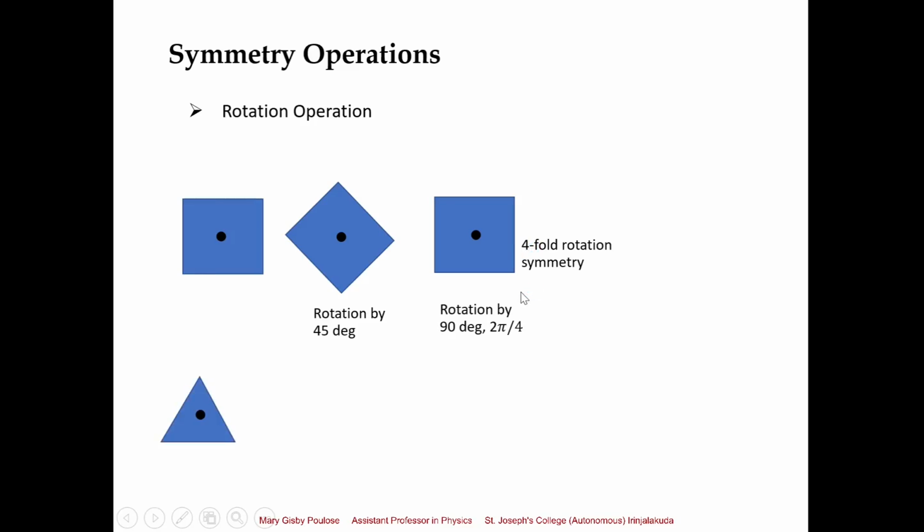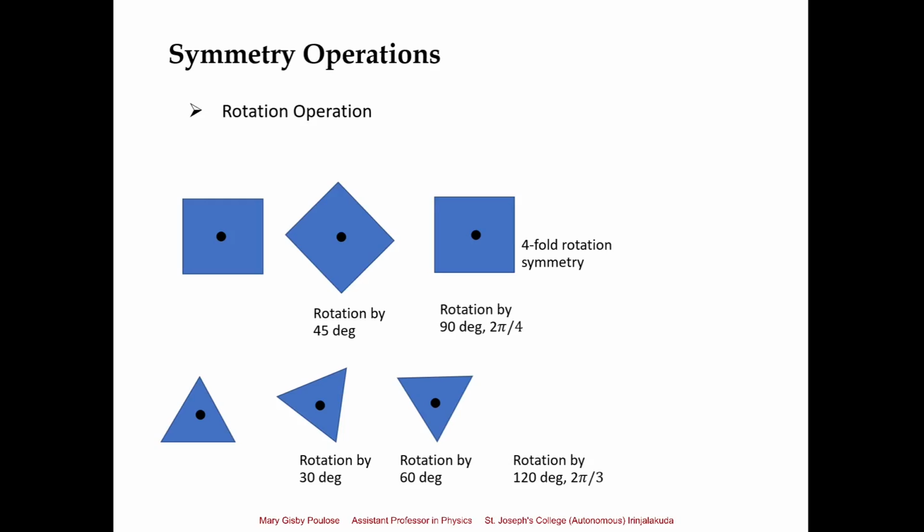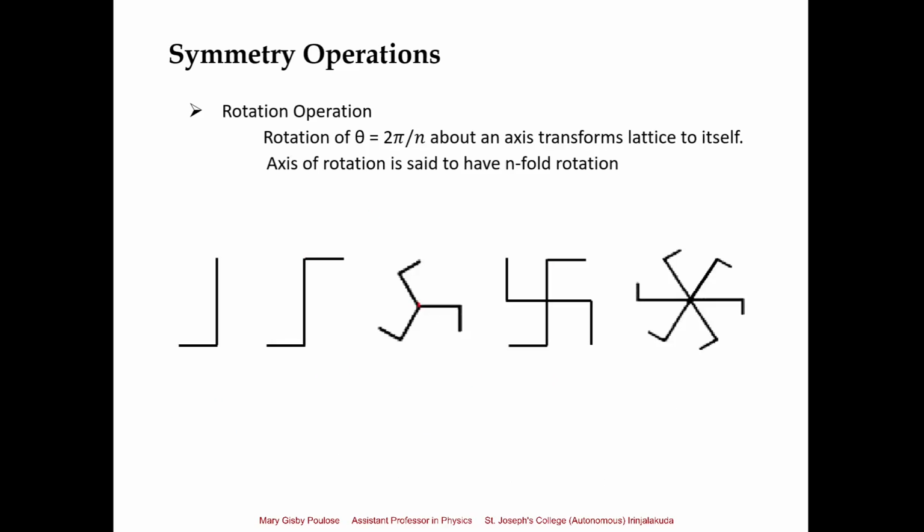Now again, let us assume a triangle with the axis of rotation represented by the black dot. Rotating it by 30 degrees, it becomes as such. It is not similar to the earlier case. Rotating by 60 degrees, we get it like this. Again, it is not similar to the first shape. Whereas rotation by 120 degrees, that is 2 pi by 3, we get the first shape again. So this triangle possesses a threefold rotation symmetry along the axis of rotation. A rotation of theta, that is 2 pi by n, about an axis transforms the lattice to itself, and the axis of rotation is said to have n-fold rotation.